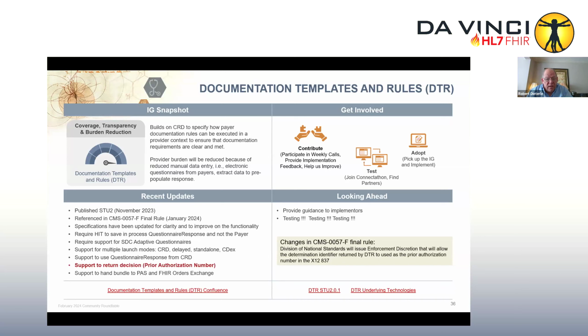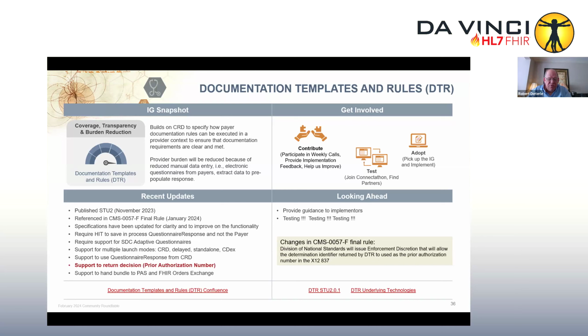We also can, at that point in time, much like we did with CRD, if the payer already has the information they need to approve the prior authorization because they've already been able to get it from the clinical record or from an interaction with a provider at that point in time, they can return the prior authorization number then. They do not have to go through the formal submission process through PAS.